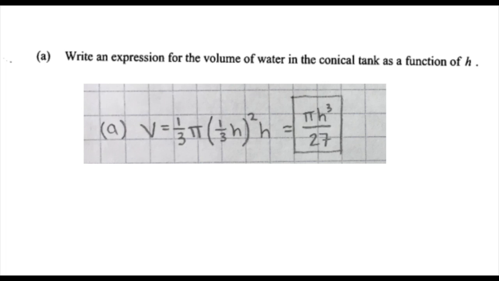So in this first part of the problem, they're looking to find the expression for the volume of water. So we're going to use the volume equation, where volume is 1/3 of pi r squared times height. And we previously found that the radius is 1/3 of the height. So we plugged that ratio into this problem and simplified.